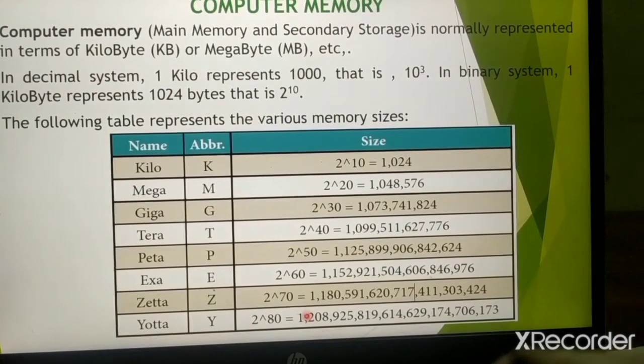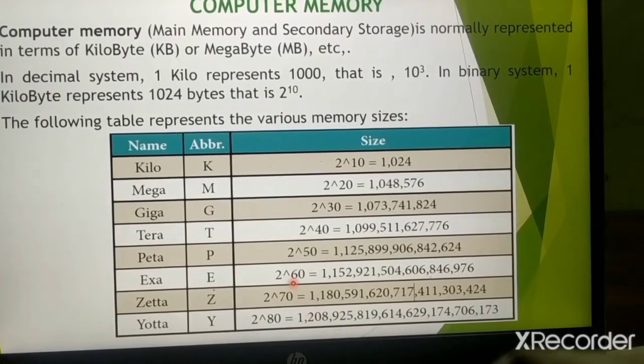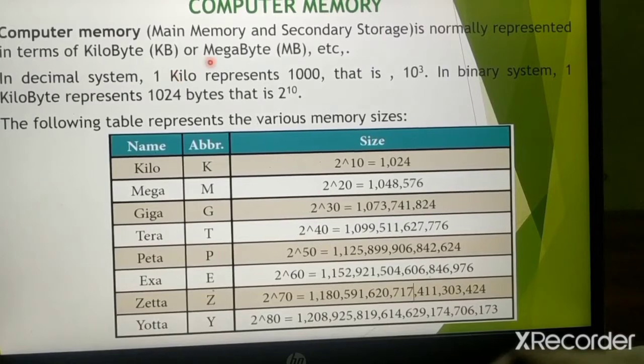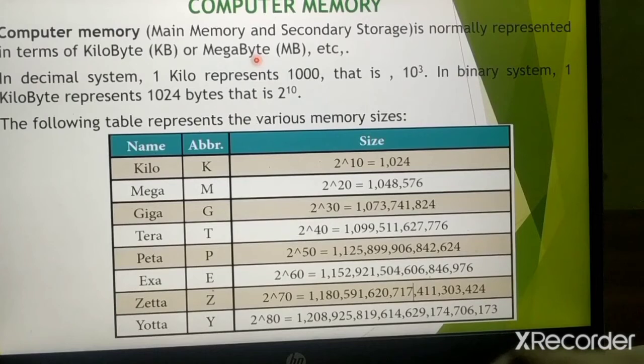Next, here is given how we can measure the memory of the computer. Normally we use decimal numbers. We just say kilo. 1 kilo represents 1,000. We say 1,000 is equal to 1 kilo. So how can we tell the measurement for computer memory? Memory may be main memory or secondary memory. How can we tell its memory size? Normally we say kilobytes, megabytes, or GB, gigabytes of data, terabytes of data, like that. For example, what is the size of the pen drive? What is the size of the hard disk?